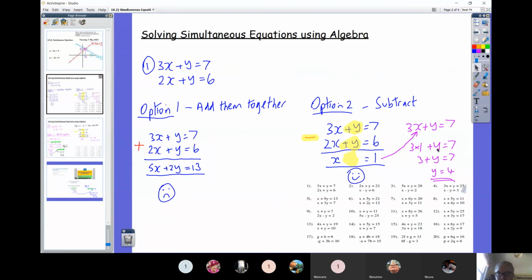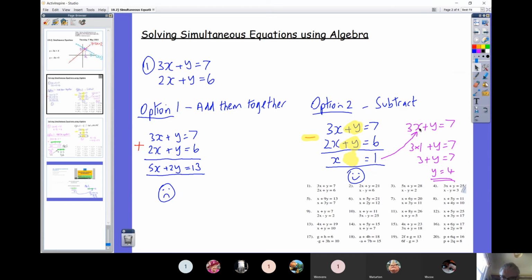What you do to start off with, you just take either of the equations that you were given in the question. It doesn't matter which one you take, but I've just chosen to take the top one. 3x plus y equals 7. And I've just copied that down again over here in purple. Now, we've just worked out here in blue that x is 1.